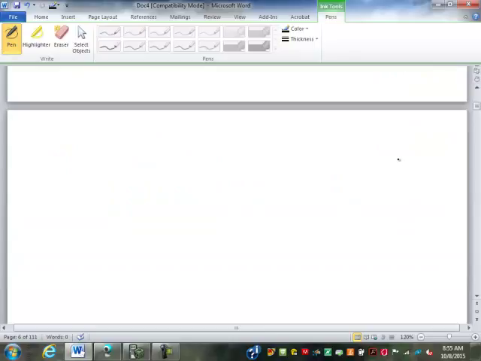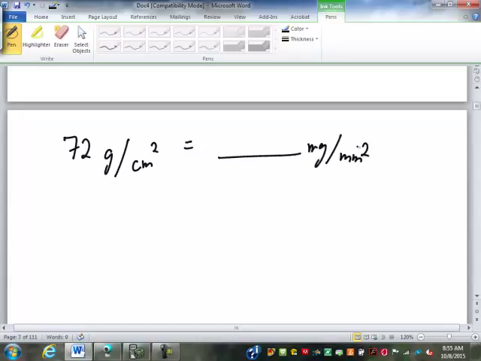Or we might have 72 grams per centimeter squared, and I want to know what is that in milligrams per millimeter squared. Give that one a shot, see what you can do.